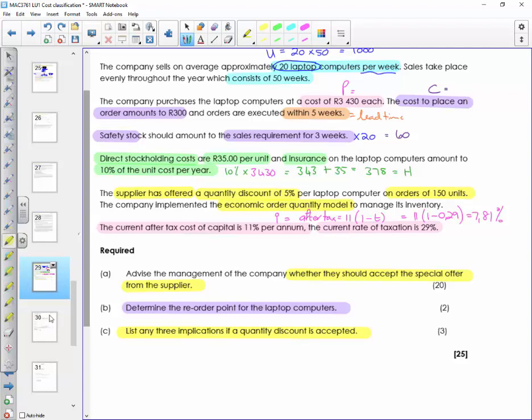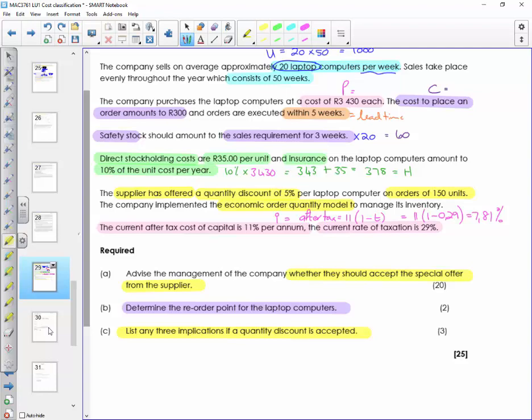So what we're going to do is look at the different costs that they've given us and see on which ones we will save costs and on which costs will be higher. So for example, they're giving us a discount, so obviously the purchase price will be less. The insurance is based on the purchase price, so the insurance will be less. The holding costs will be the same. The cost per order is the same.